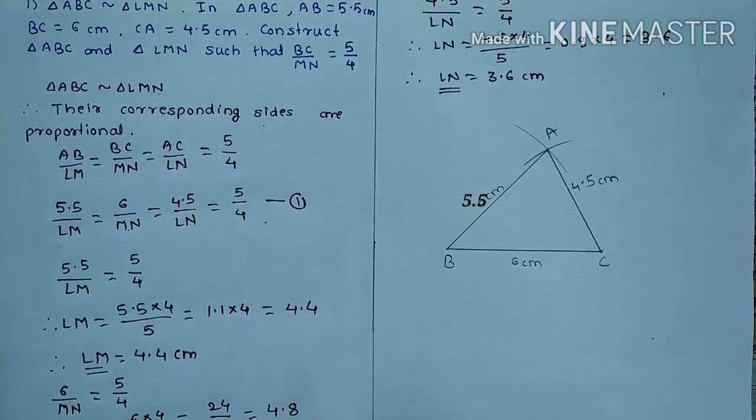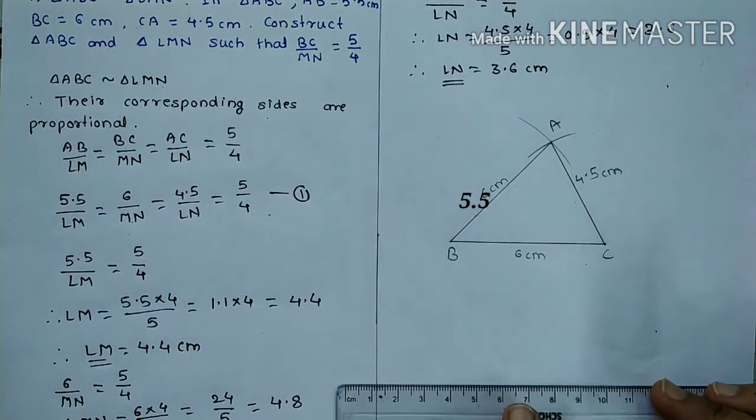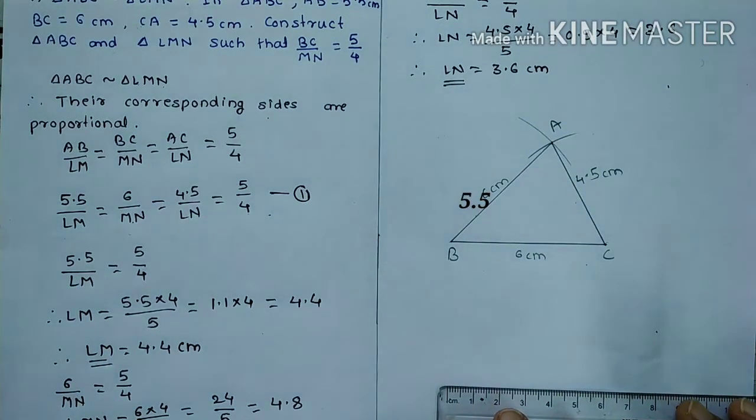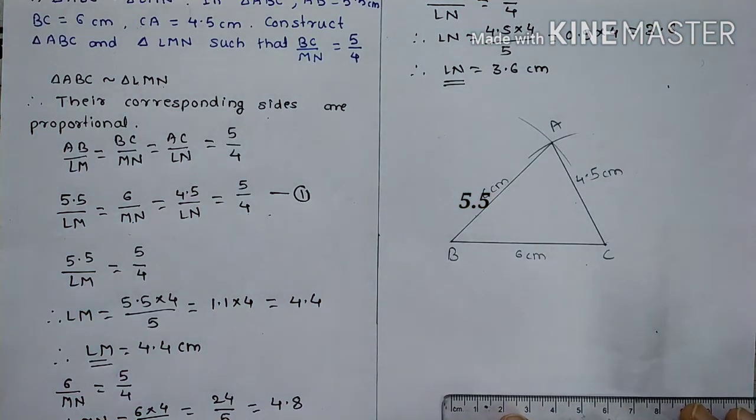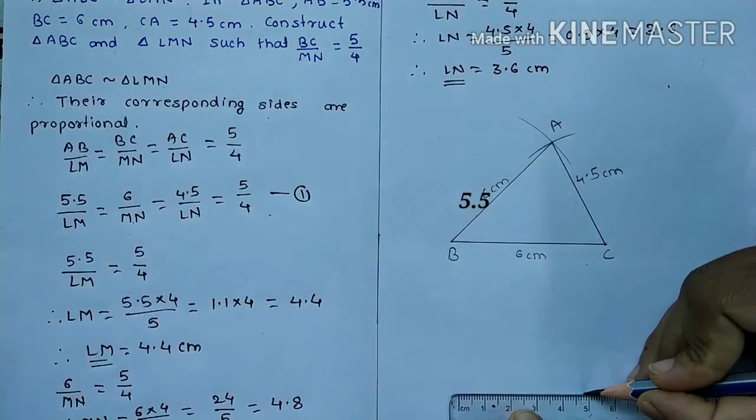MN is 4.8 centimeter. So draw MN 4.8 centimeter.